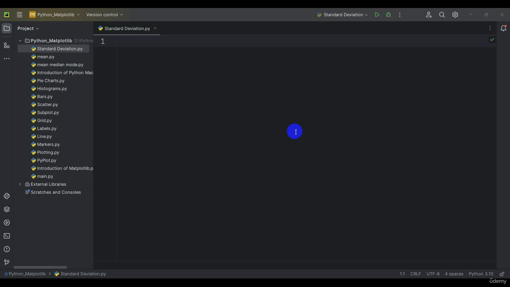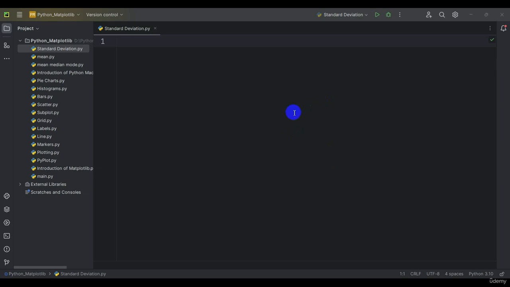So let's get started. The topic is the need for standard deviation. Why do we need standard deviation? It helps us understand how spread out or clustered our data points are. The larger the standard deviation, the more spread out the data is.